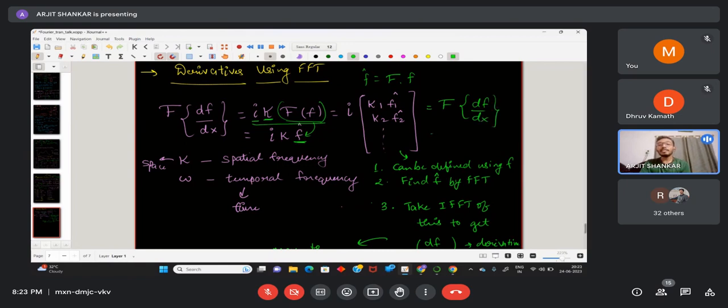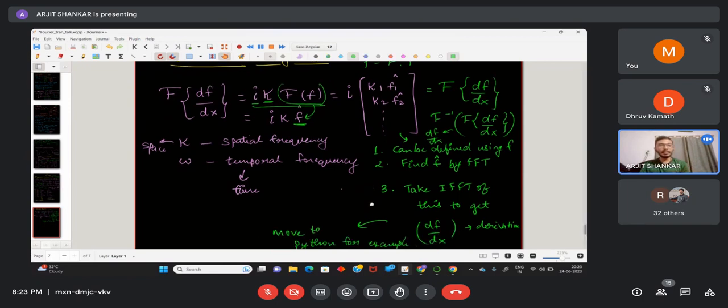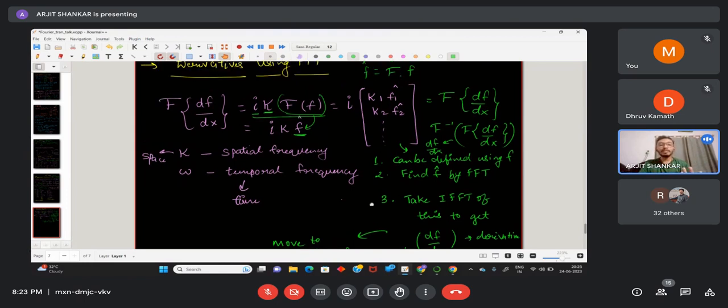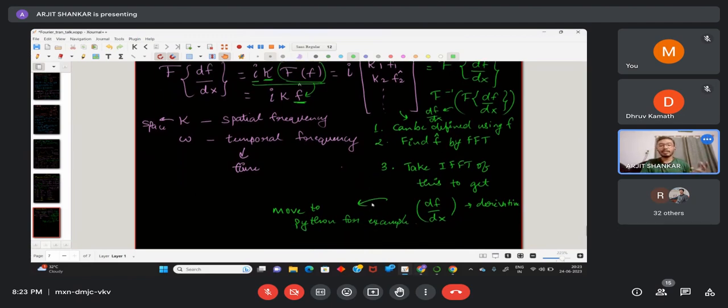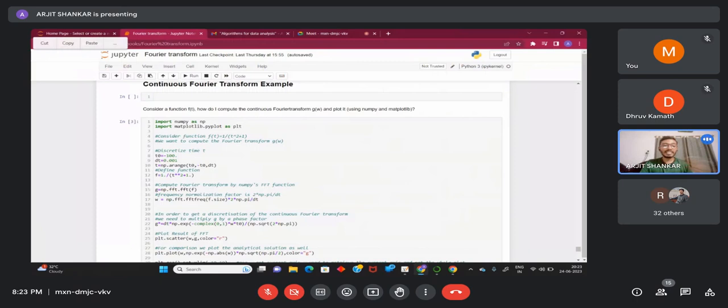Now, if I take the inverse Fourier transform of this, df by dx, what will I get? I will get df by dx itself, right? If you take the inverse Fourier transform of the fast Fourier transform itself, you will get the same signal again. So again, I will repeat: you have a signal, you want to find its derivative. First you find the Fourier transform using the FFT algorithm, then you calculate this particular thing, and after that you just take the inverse Fourier transform to find the derivative. Pretty easy. Now I will show you that it actually works.